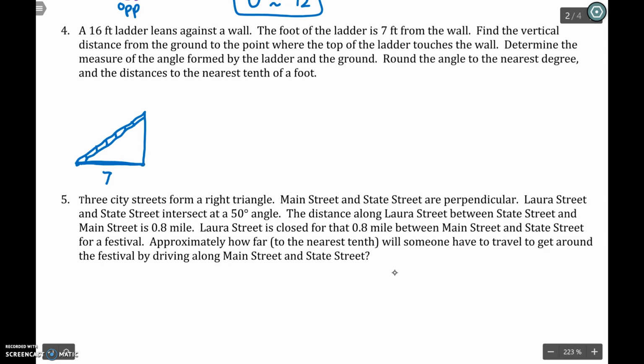Find the vertical distance from the ground to the point where the top of the ladder reaches. So we are looking for this. Determine the measure of the angle formed by the ladder and the ground. That would be this angle here. This is theta.